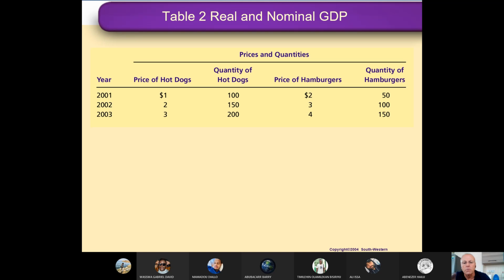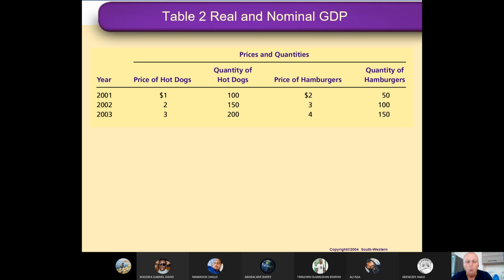And when you look at the price of the hamburger for 2001, it is $2. The price of the hamburger for 2002 is $3, and for 2003 it is $4. As you see, it is increasing. There is inflation in the economy, isn't it? And looking at the amounts purchased, for the hot dog there is 100, 150, and 200, and for the hamburger it is 50, 100, and 150.